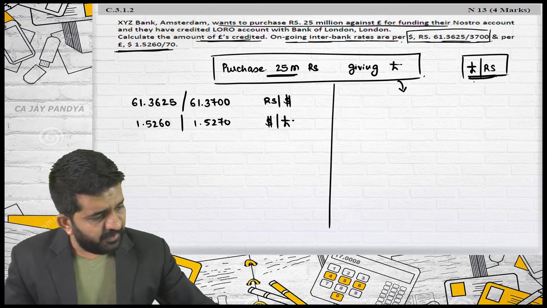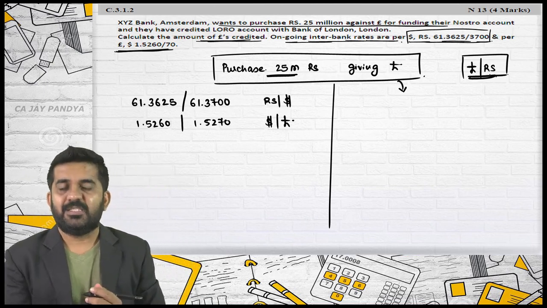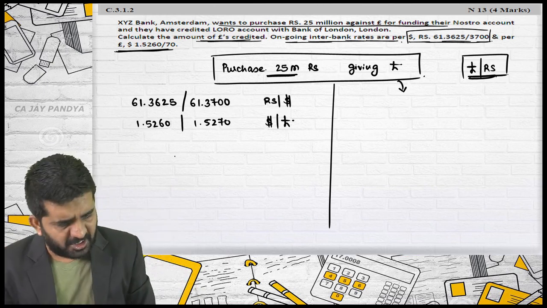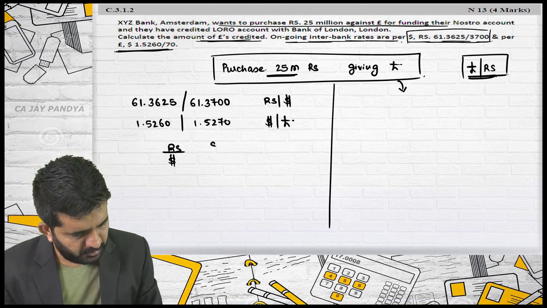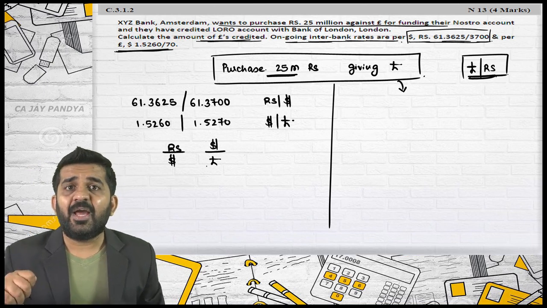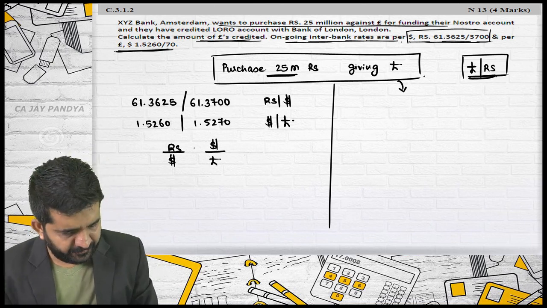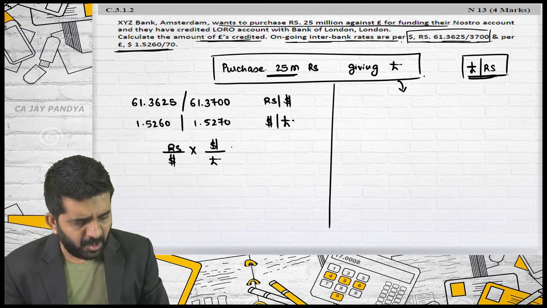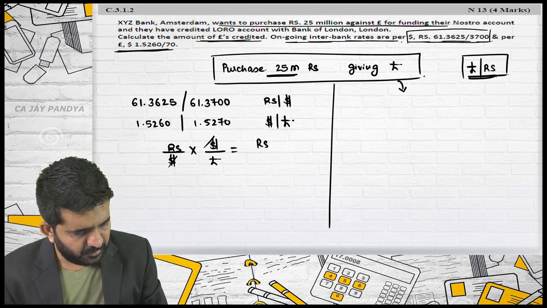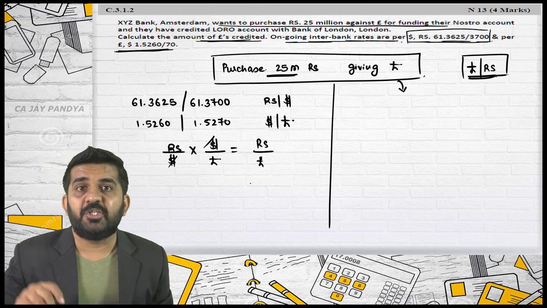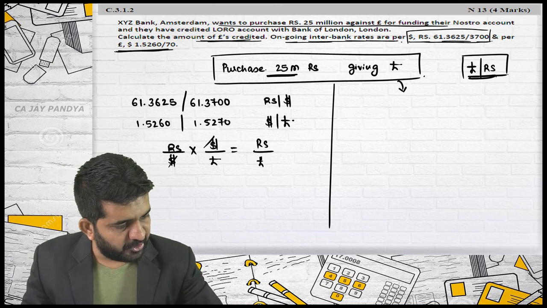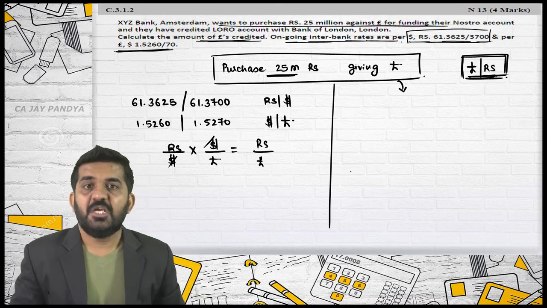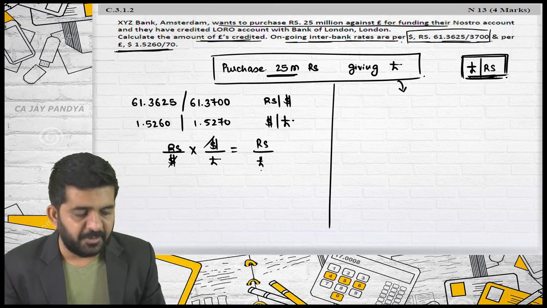What we need is pound per rupees. First, write down the rates which are available: rupees per dollar, dollar per pound. If I multiply these two rates, the rate I get is rupees per pound. Believe me, this is not required. What is required is pound per rupees, but still I am finding out the rupees per pound rate.